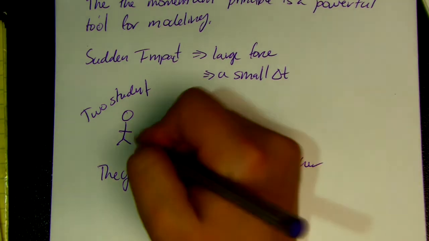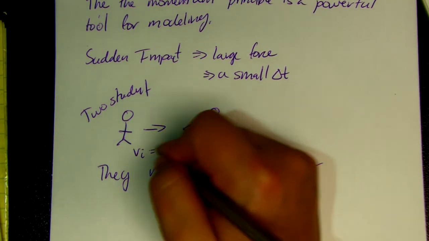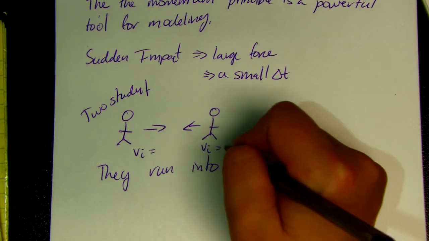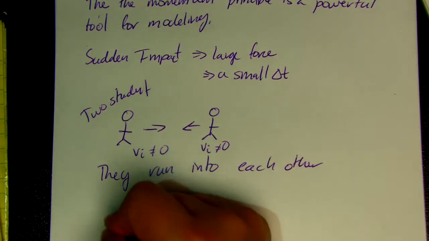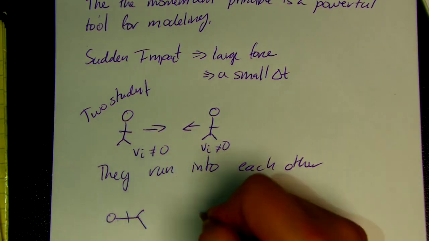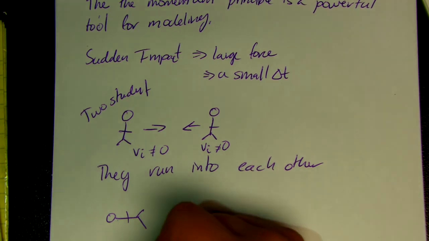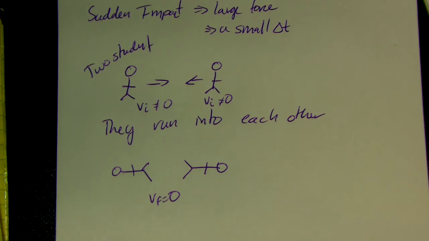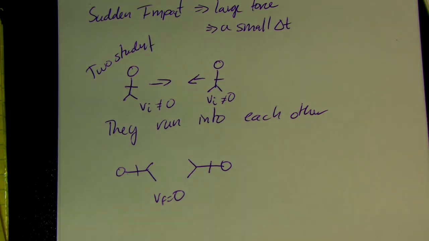So they started out with some V initial, non-zero, and then they end with some V final 0. So we had a huge momentum change. We went from something to 0 very quickly. And so we want to think about how we can make some reasonable estimates to go after the momentum change in this system.